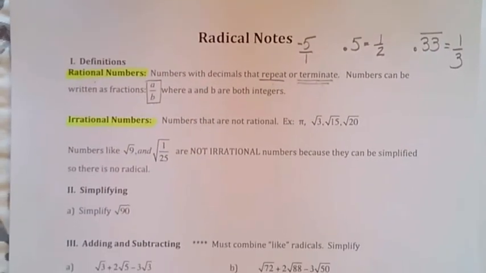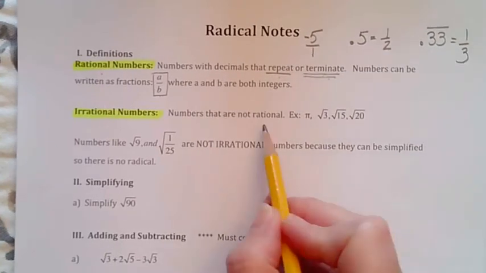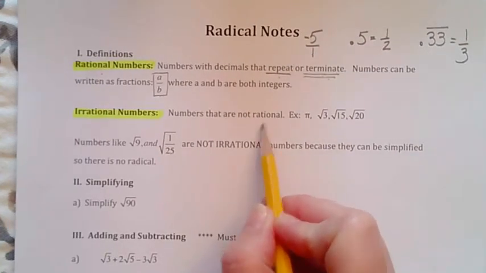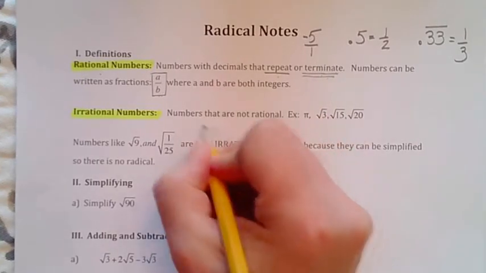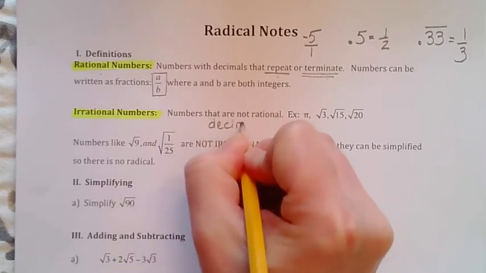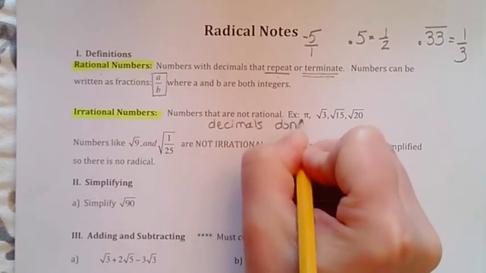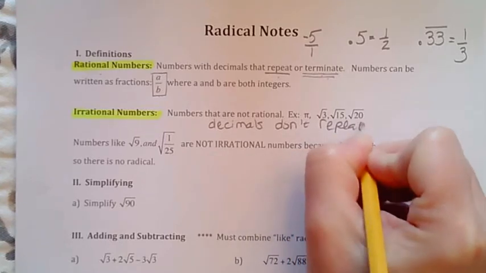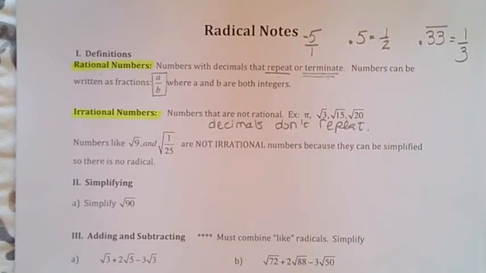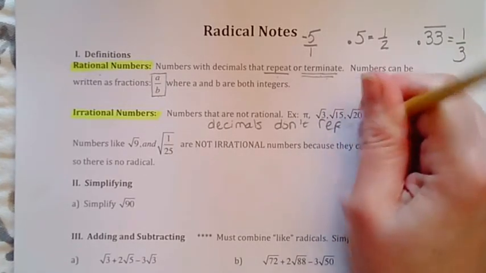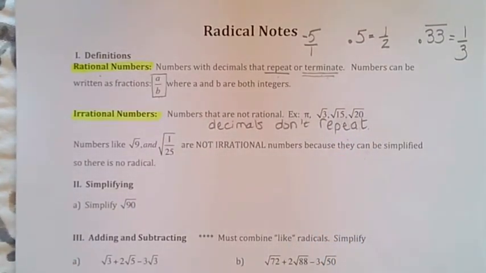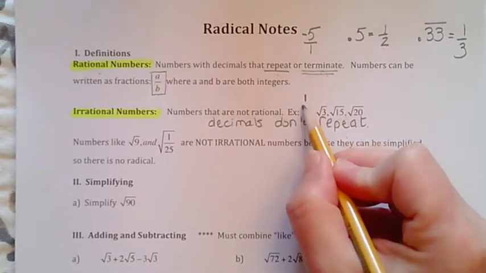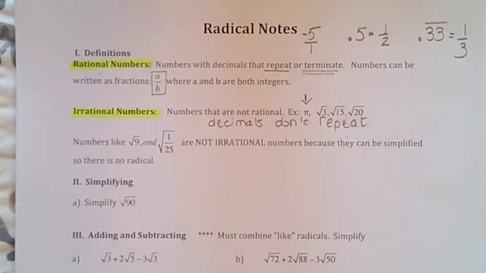Well, the irrational numbers are numbers that are not rational. So it's all of the other ones. So it's basically ones that have decimals that do not repeat, and they go on forever and ever. That looks like replete, but it is R-E-P-E-A-T. Those are the decimals that go on forever and ever and ever. And of course, the most famous example of that is pi.